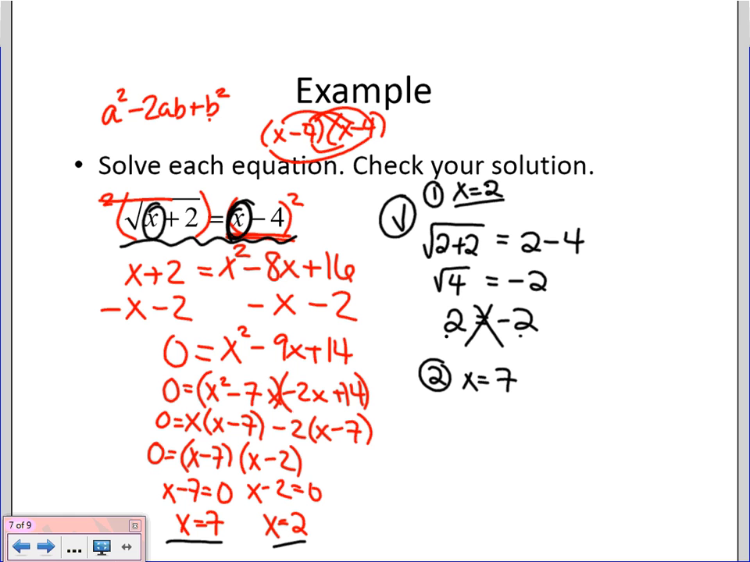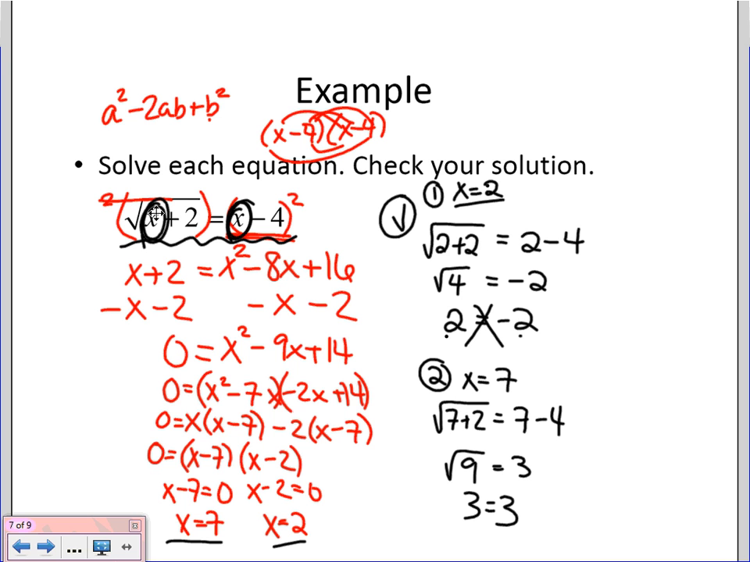Going to plug into this x over here. And we say square root of 7 plus 2 equals 7 minus 4. Square root of 9 equals 3, and 3 equals 3. Okay, now that goes back to our extraneous solutions.